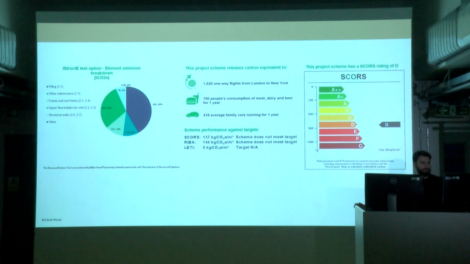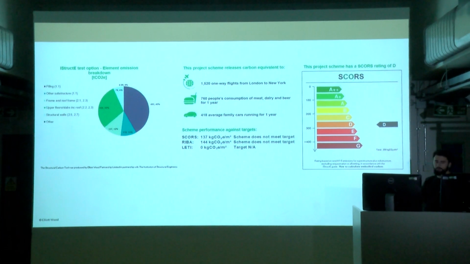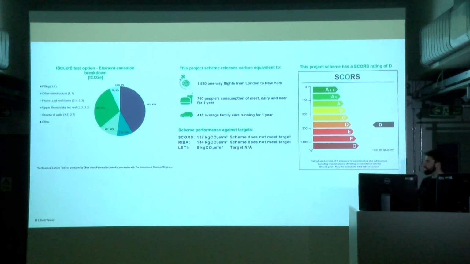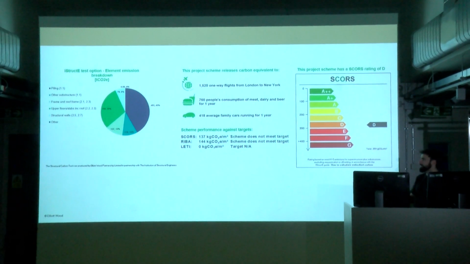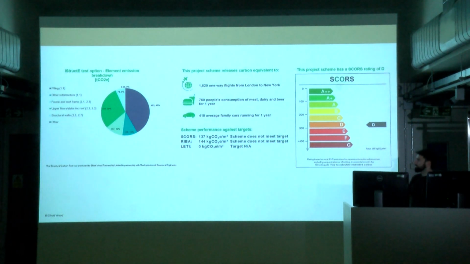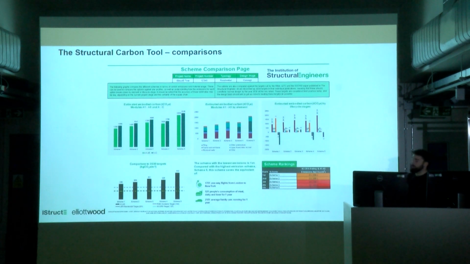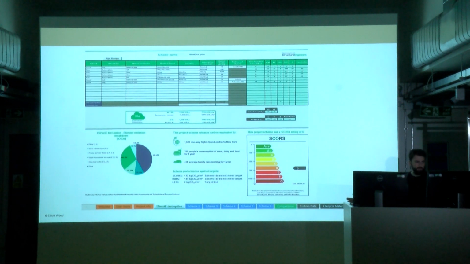We then have our performance targets, and I mentioned LETI before. They have come out with their own targets, RIBA has its targets as well, and SCORS is set by the IStructE. And finally, the SCORS rating, which we've got here on the right, is a nice way of demonstrating, almost like with electrical goods, where your project is and where we need to get to. And that is the scheme page.